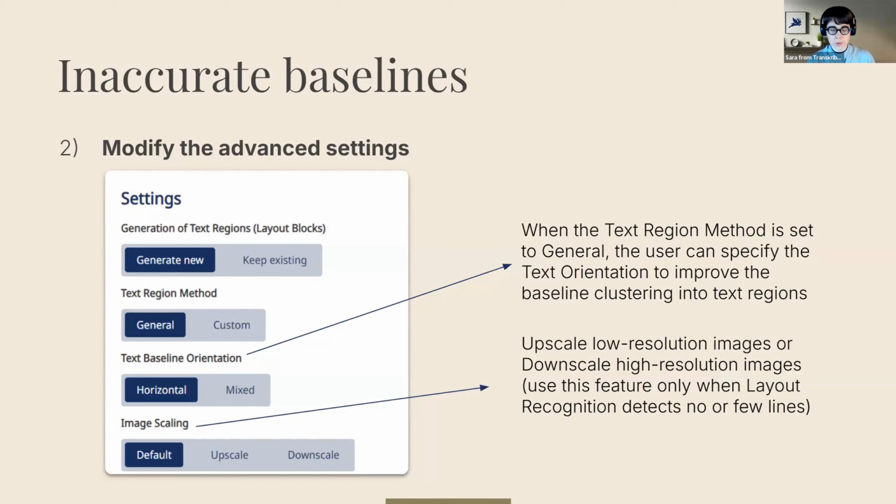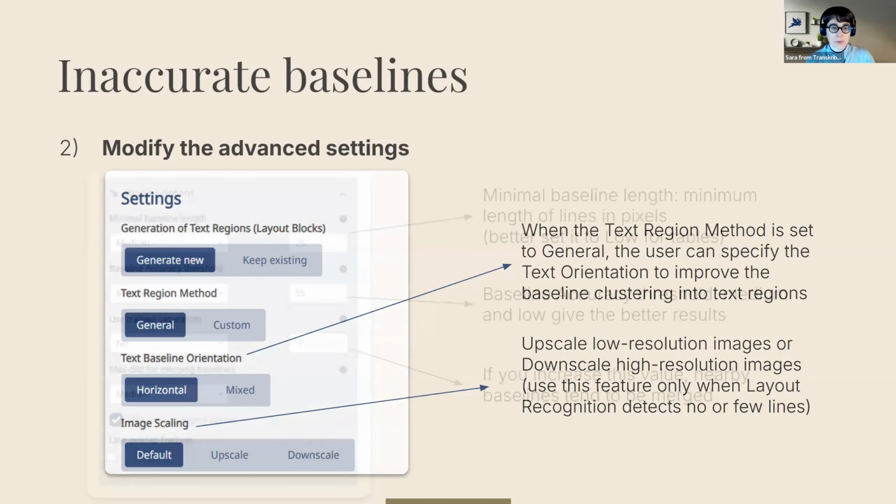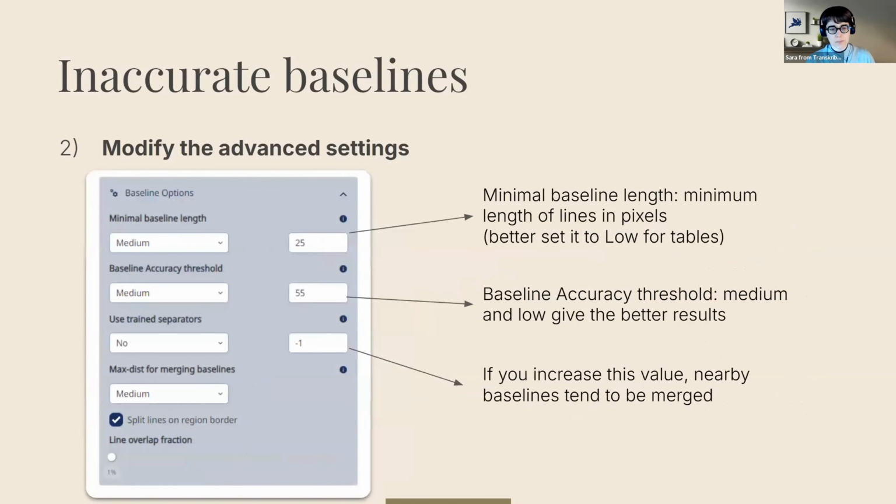Usually upscaling works very well when you have images with a lot of lines. In the case of newspapers, there are many very tiny lines, and upscaling newspaper images is usually the trick to get better results. Then we have some options related to the baselines.